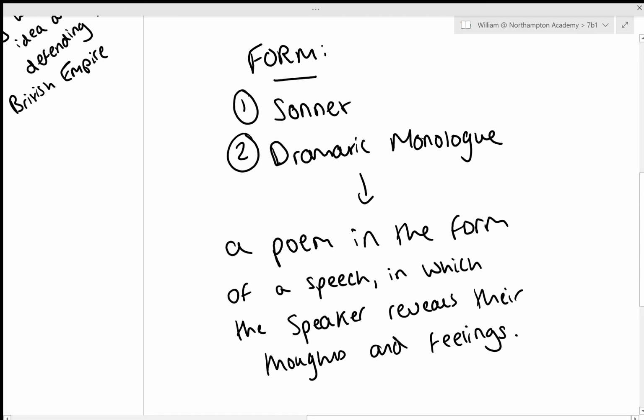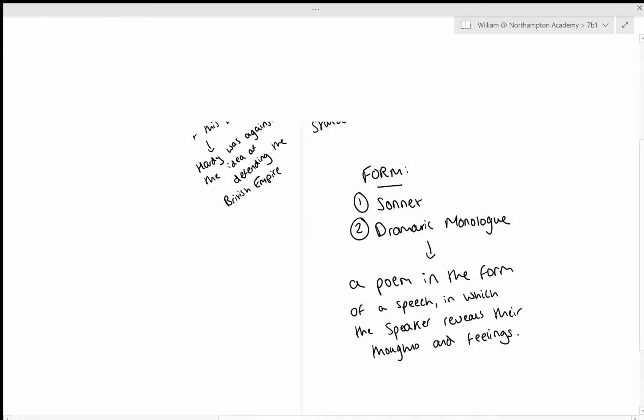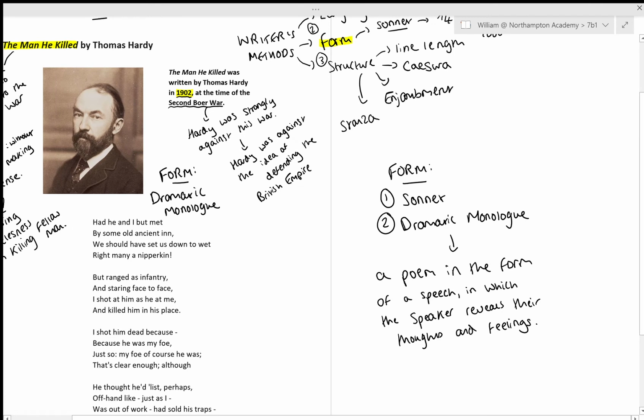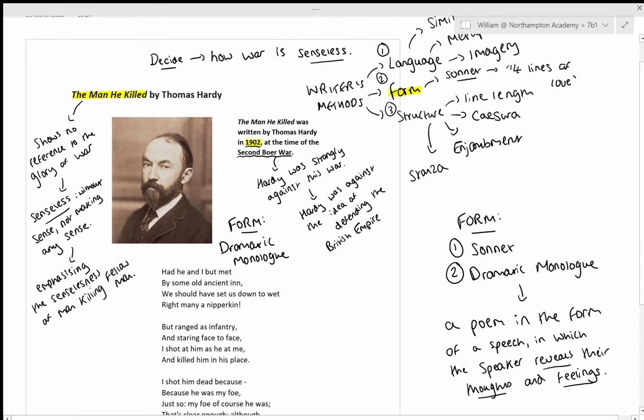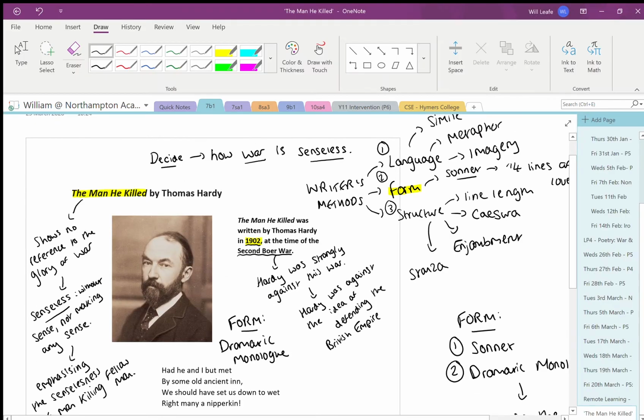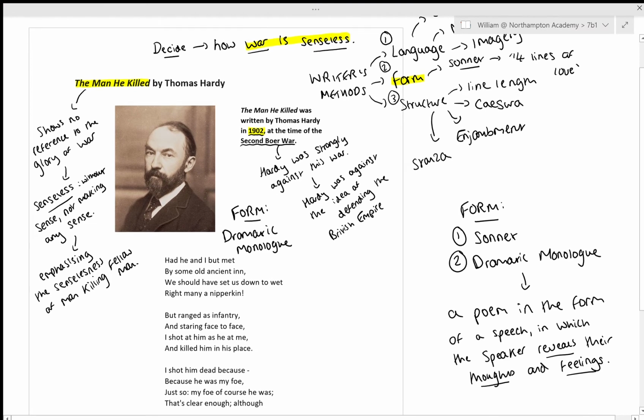Now, it's important that we write about the form of the poem because it can shape the message of the poem as well. So if this is a dramatic monologue, and it is, if it's a poem in the form of a speech, and the speaker is going to reveal their thoughts and feelings, and we know that the poem is about how war is senseless, then we can work out that the speaker's thoughts and feelings are going to be about how war is senseless. That's what their thoughts and feelings are going to be showing in this poem.